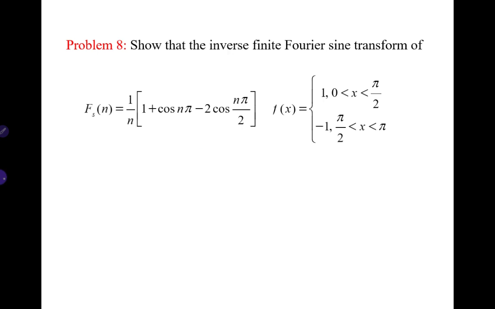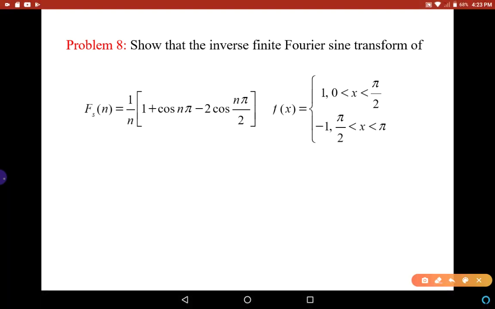Show that the inverse finite Fourier sine transform of fs of n, given by 1 by n times 1 plus cos n pi minus 2 cos n pi by 2, is f of x equal to 1 in the interval 0 to pi by 2 and minus 1 in the interval pi by 2 to pi. So let us look into its solution.